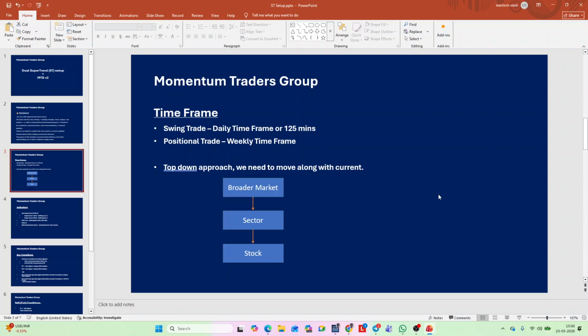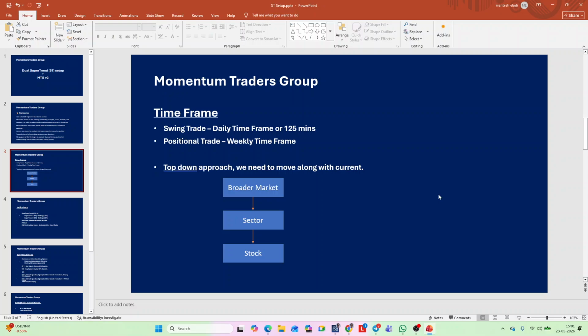Secondly, if you want to use it for your core portfolio, where you want to add good fundamental stocks at a lower level, then you can use the weekly time frame and study the chart based on this setup and identify the stock at a very low level, and then you can add it into your core portfolio. That's how we will be using the time frames going forward.